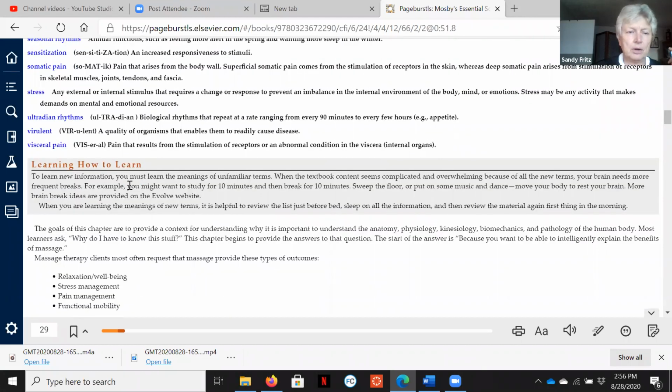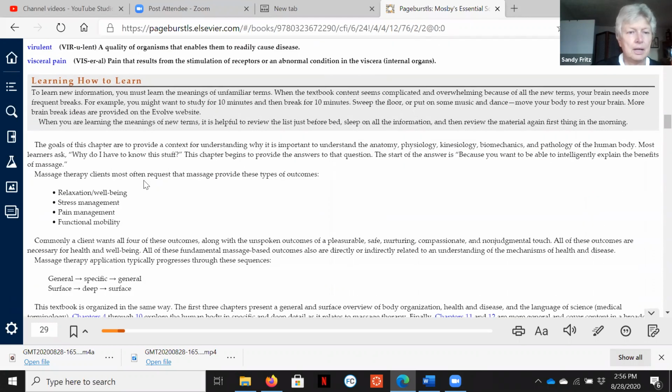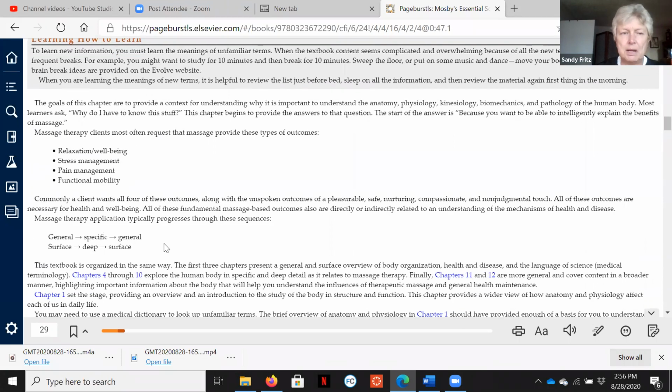Here is our learning how to learn feature. And in this one, we're looking at some principles of massage. We've got our generalized outcomes. This is what people are expecting to have as a benefit. And we also have some ideas about how we approach the massage and some principles here.